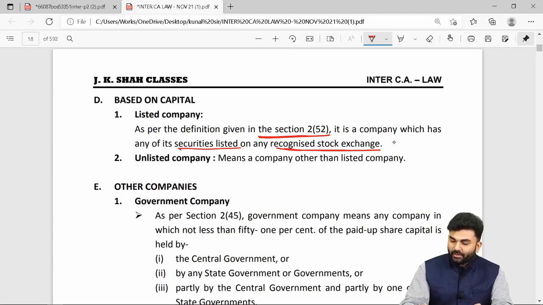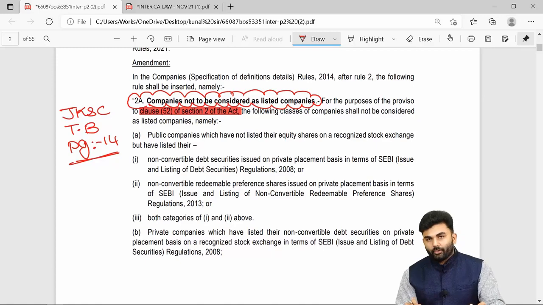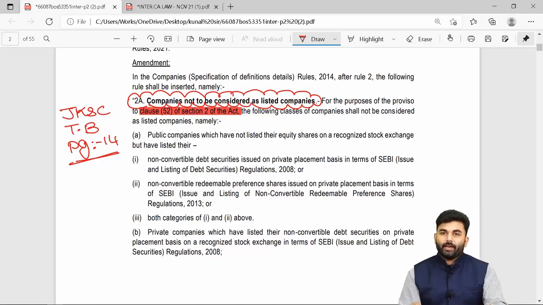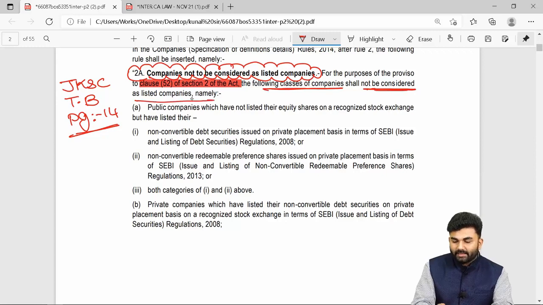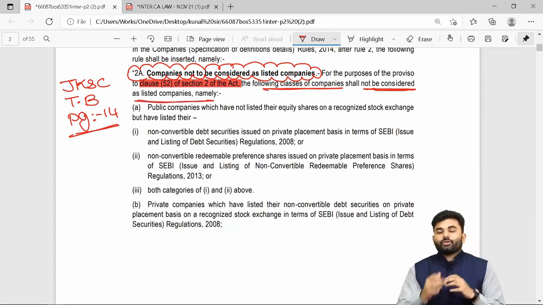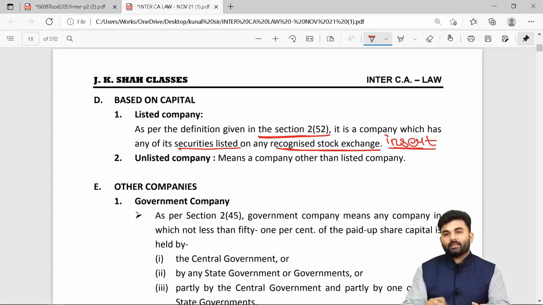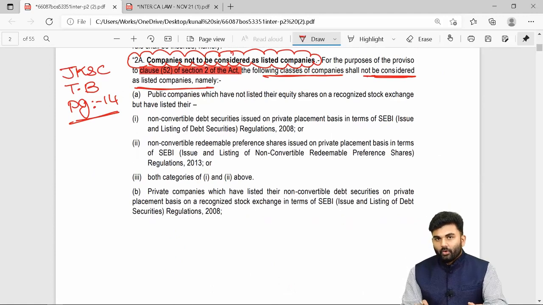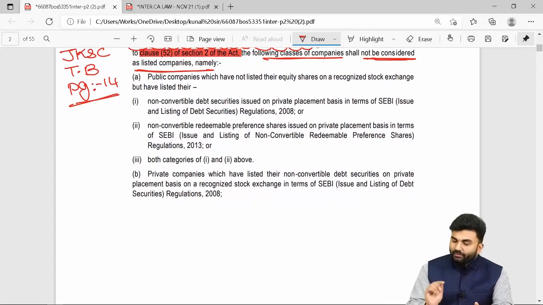Just below this definition, you need to insert a new heading called Rule 2A, wherein it says that the following class of companies should not be considered as listed companies. They have added this new provision. So this is an addition inside your textbook. You need to add it right below the concept of listed company. Over here, the lawmaker says that a few classes of companies will not be considered as a listed company from now onwards. Which are those companies?